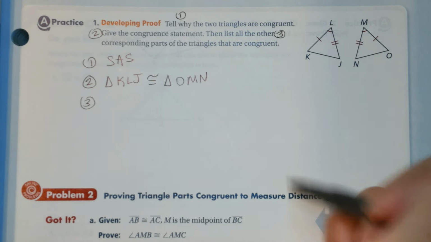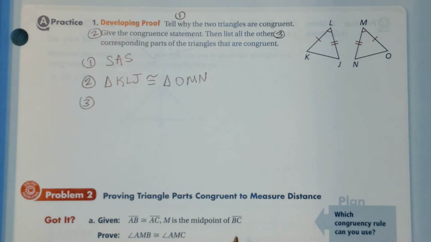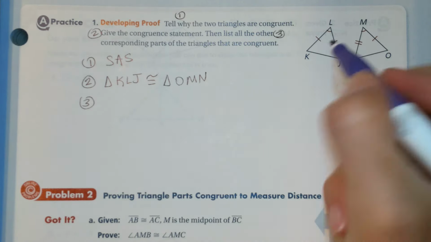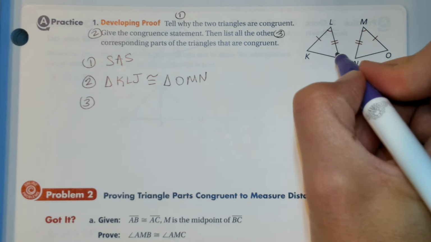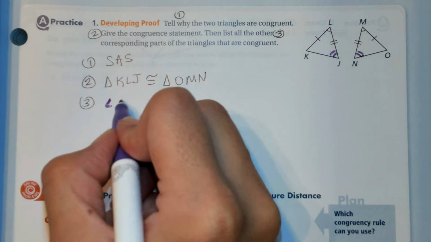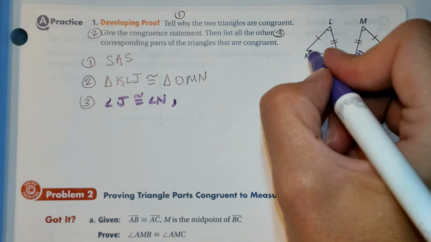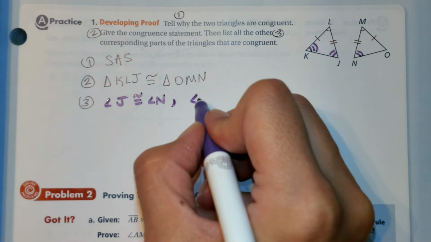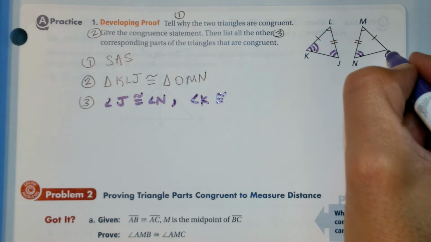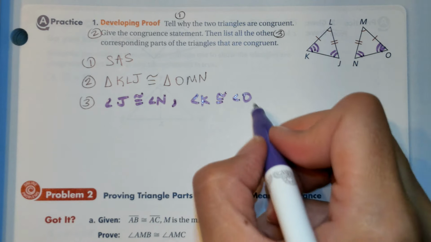So now I have to name all of the other corresponding parts of the triangles that are congruent. So like in the proof we just did, we named angles that are congruent. There's also sides too. So I can see angle J, I'm going to mark with 2, is congruent to angle N. Angle J congruent to angle N. And then I have 1, 2, 3. Angle K is congruent to angle 1, 2, 3, angle O. Pause it if I'm going too fast, I probably am.